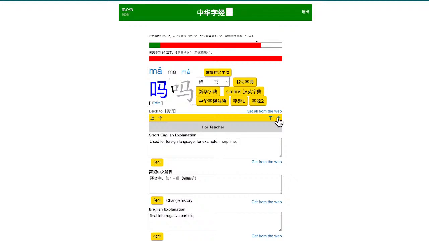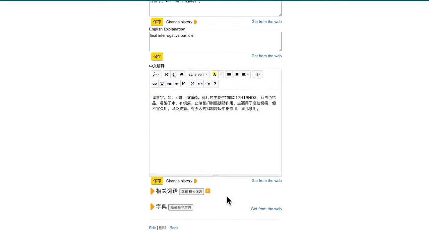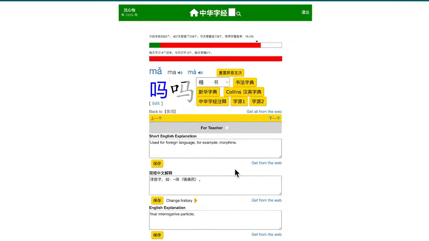Another pronunciation is ma. When you use it as ma, this is used for foreign language. It's a phonetic translation for foreign words, for example morphine. Morphine in Chinese is called ma fei. So it's pretty much used only in that translation, ma fei.